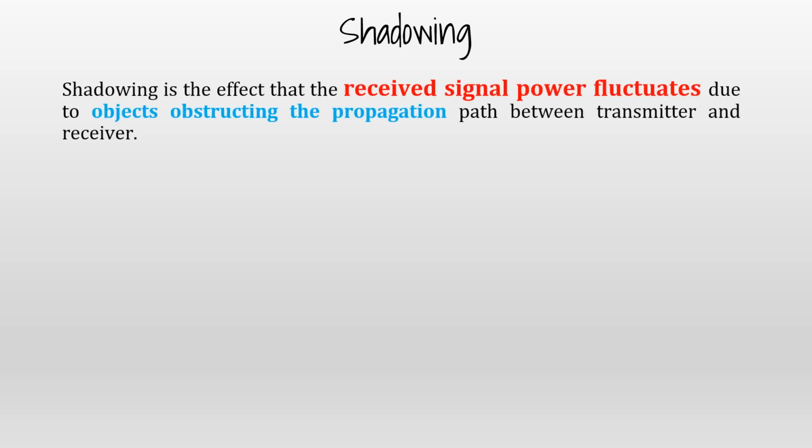So now let us see what is shadowing. Shadowing is defined as the effect that the received signal power fluctuates due to the objects obstructing the propagation path between transmitter and receiver. So whenever the received signal power fluctuates because of any obstacle which is obstructing the propagation path between transmitter and receiver, this is what we call shadowing. To understand this better, we will just pictorize this concept.